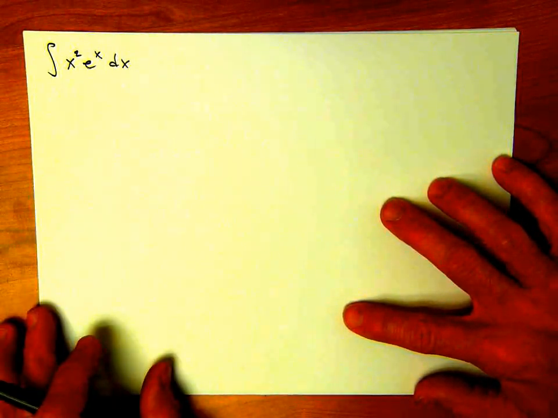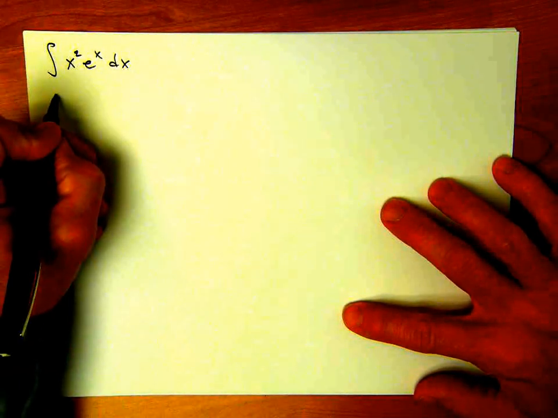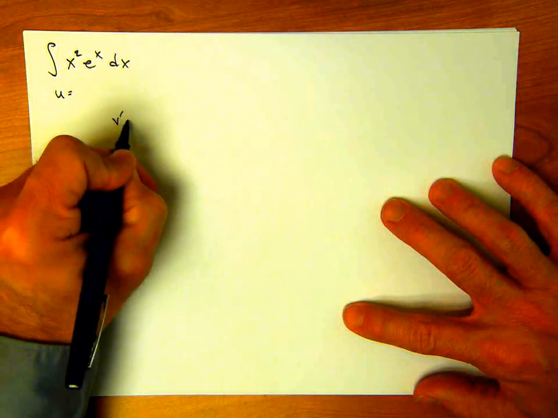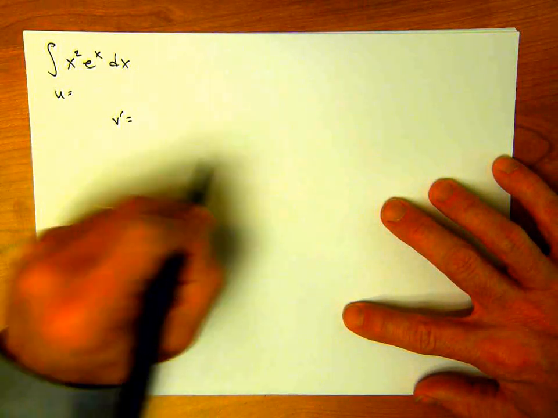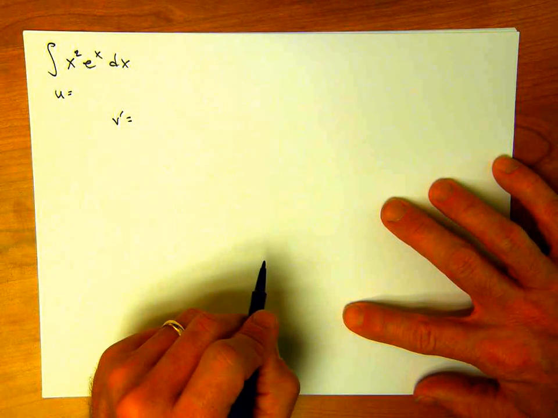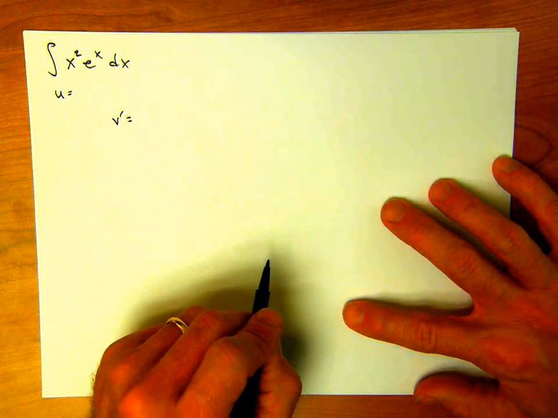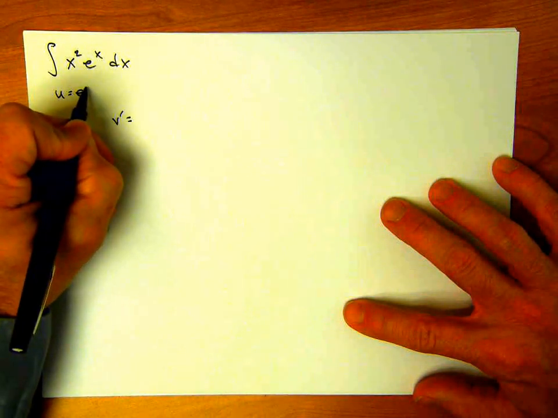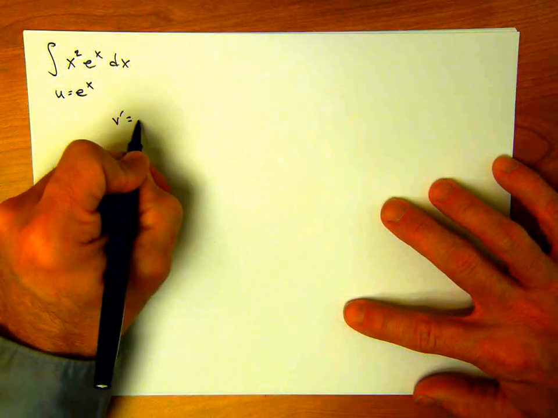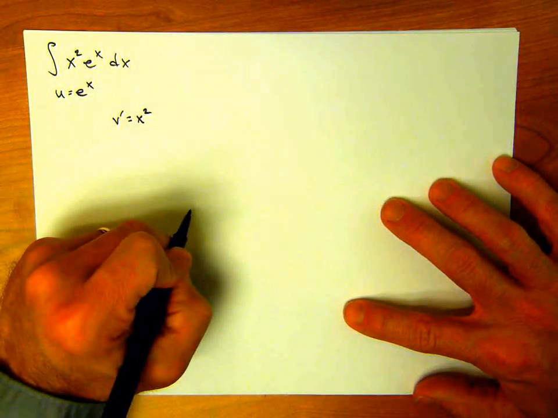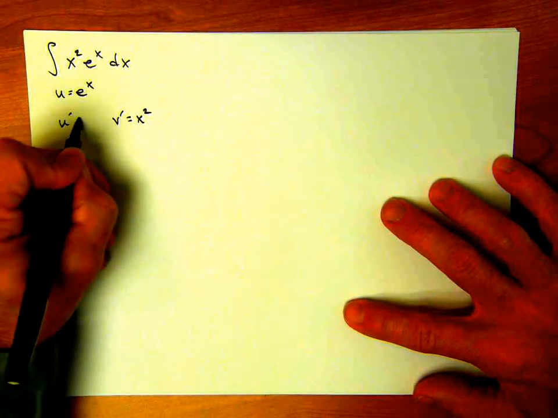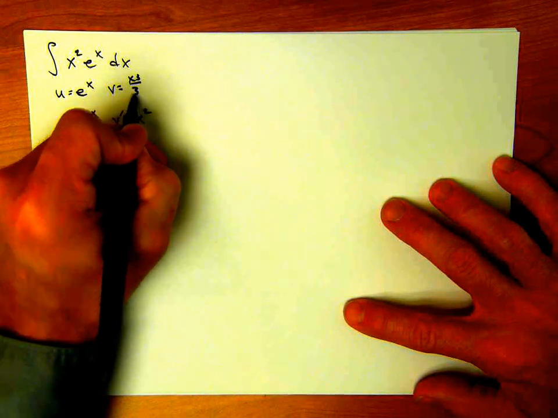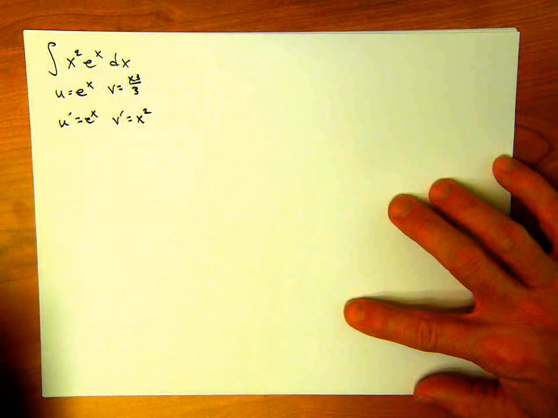So let's say we really don't know. We need to figure out what u and what v prime are going to be, so we can use our formula u times v minus the integral of u prime times v. So let's look at what happens if we let u equal e to the x and v prime equal x squared. Then u prime is e to the x, and v is x cubed over 3. All right, that wasn't so bad.